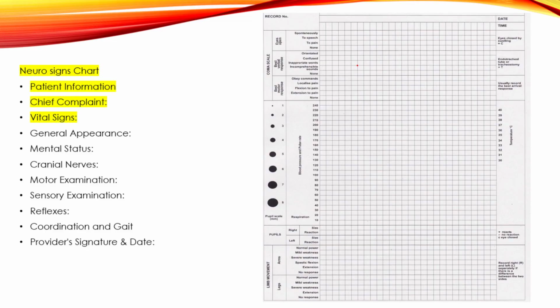The neuroscience chart includes name, age, gender, medical record number, and examination date. The reason for the neurological assessment, including any specific symptoms or concerns reported by the patient. A brief medical history, including relevant past illnesses, medications, allergies, and recent travel or exposure to infectious agents. Blood pressure, heart rate, respiratory rate, and temperature at the time of the examination. Observations about the patient's general demeanor, consciousness, and level of alertness.